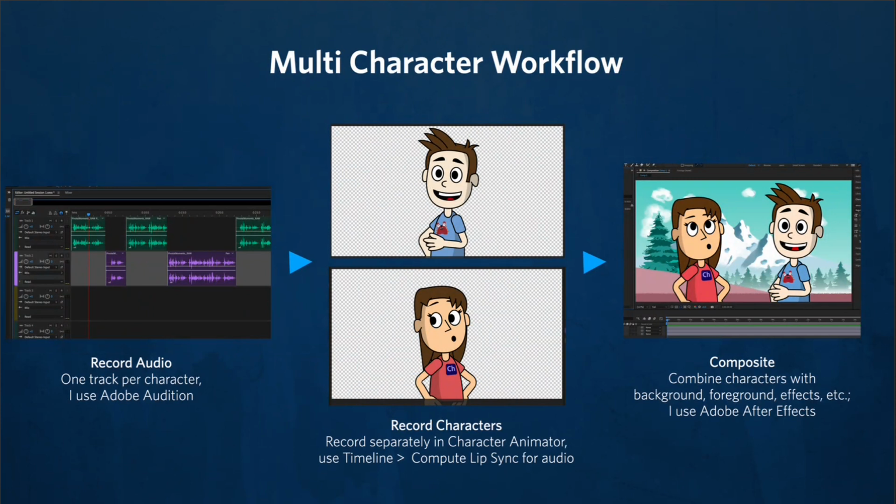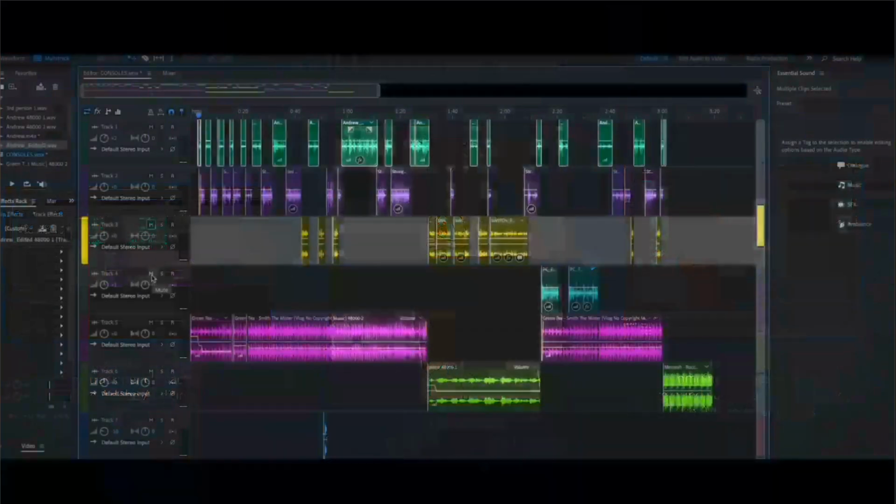So when I'm doing the lip sync in Character Animator, it's only going to do the lip sync and movements for that particular character's voice. So the mouth isn't going to be moving when the other character is talking because that part's going to be silent. And then I can composite those together in something like Premiere Pro or After Effects later on.